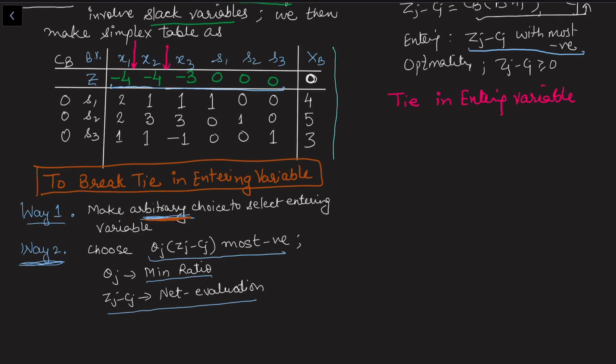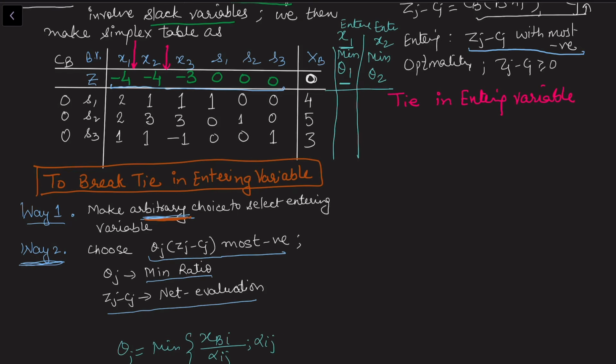Suppose I was entering x1, and corresponding to this I calculate the minimum ratio, and let me call this minimum ratio theta 1. Then I will do the same procedure if I select x2 as the entering variable, and calculate the minimum ratio corresponding to that also, and call this theta 2. Now if you take x1 as the entering variable, the minimum ratio rule to calculate theta j is the minimum of xbi upon alpha ij such that the scalar alpha ij is strictly positive.